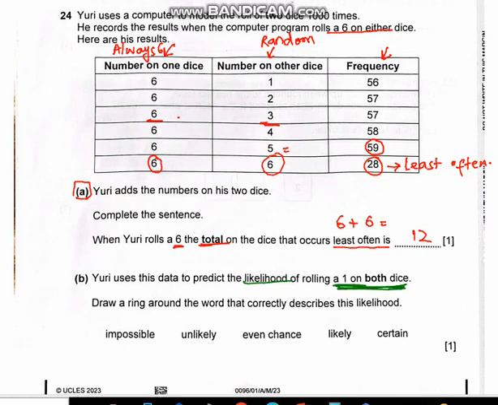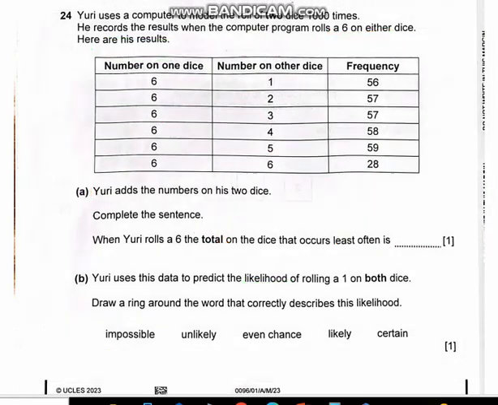So if you look over here, they say that rolling a 1 on both dice is not possible because one dice is always 6. The other can be 1, but the one dice is always 6, so it is an impossible situation to occur. Now let's move to the next question.